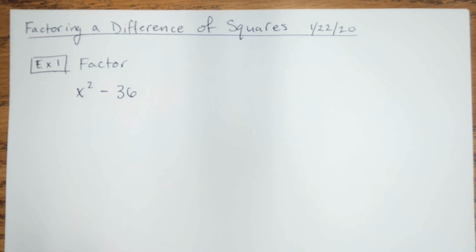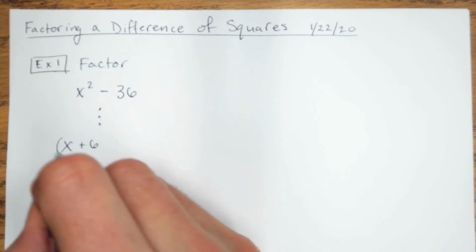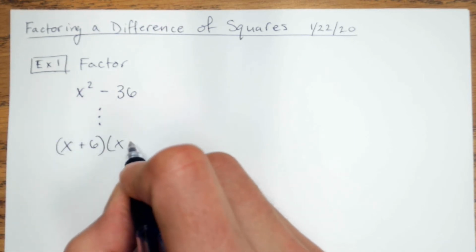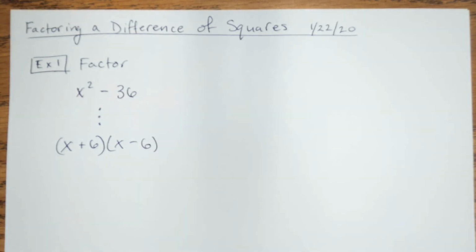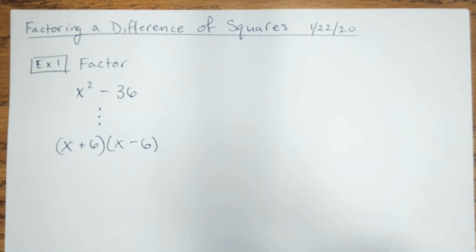So some people may remember how to do this already, but in this case, I want to show you where it comes from. So here, a lot of people will just look at this and go, okay, that is x plus 6 times x minus 6. That's because they already know the secret. They already know what's going on. So it's not by magic. It's just remembering the difference of squares pattern.